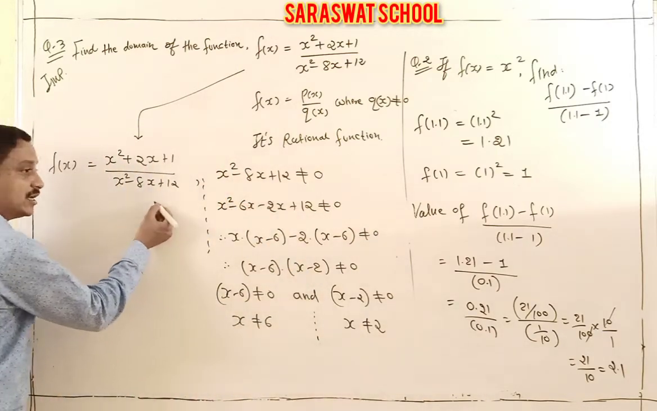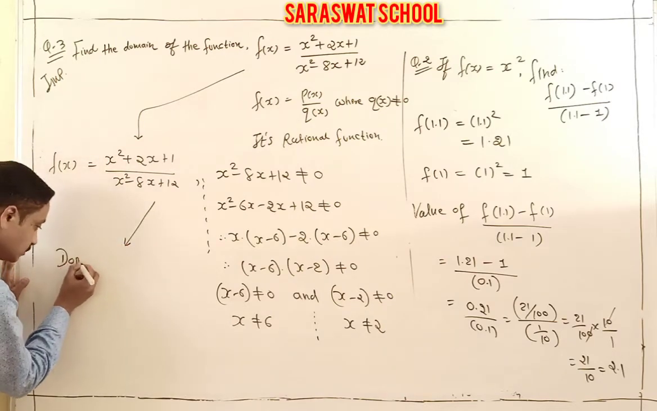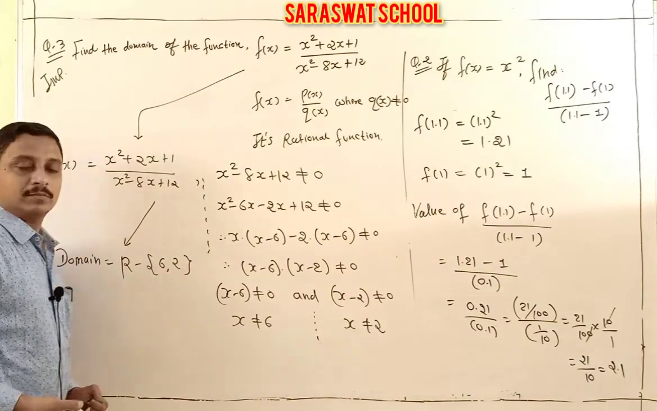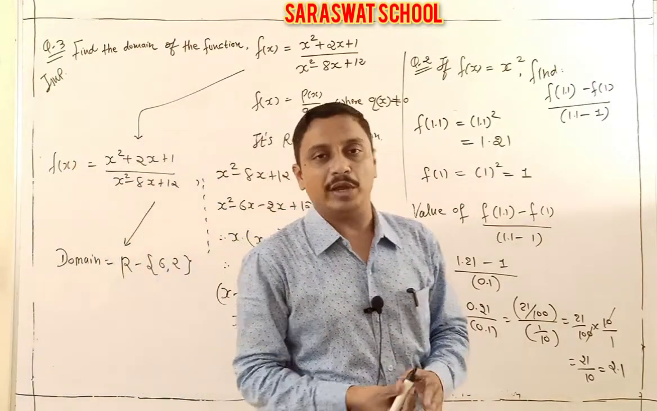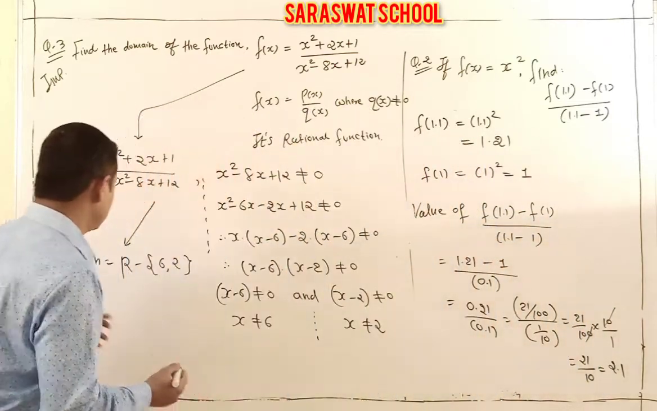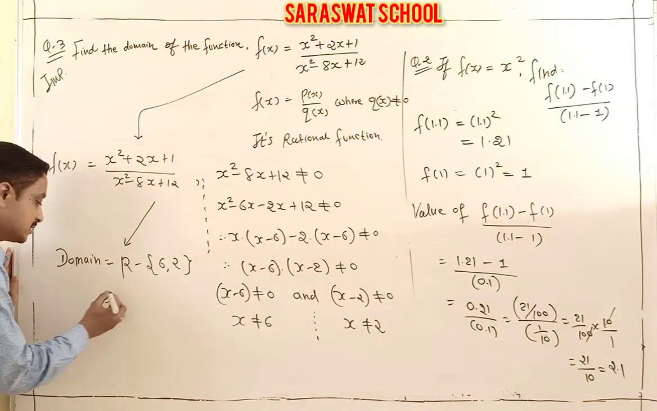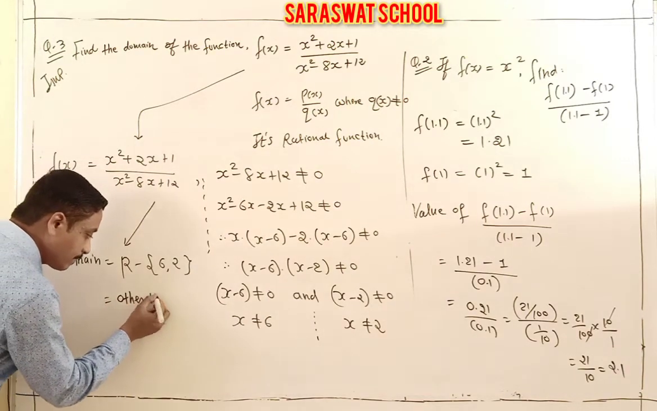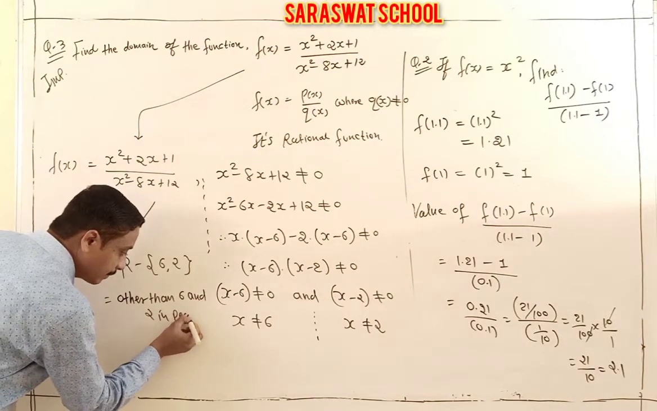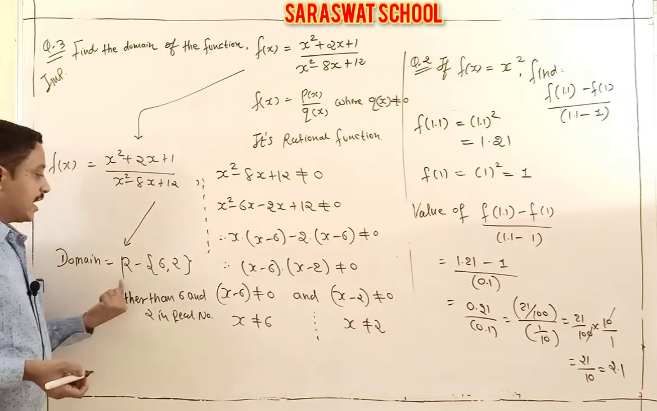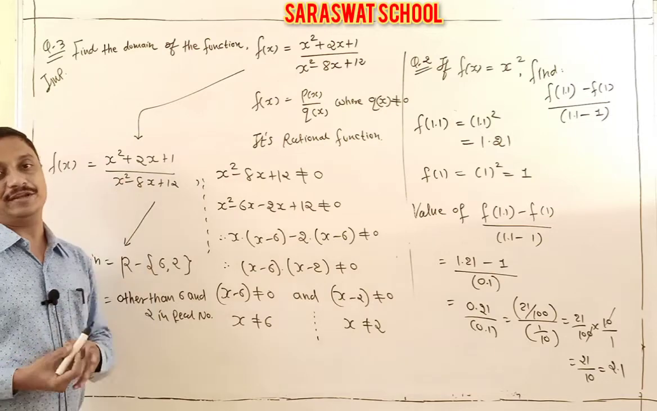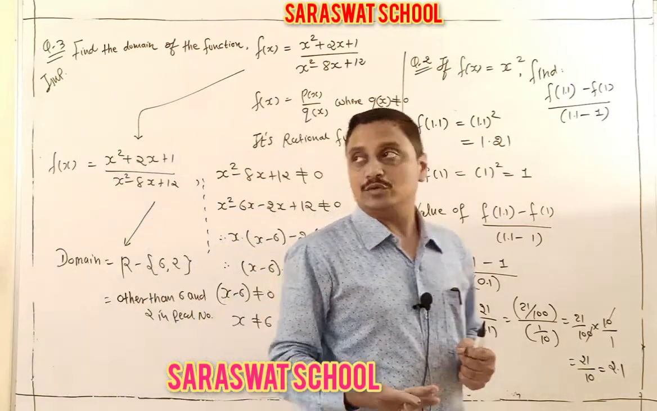So my numerical is done. Here the domain is R minus {6, 2}, meaning every number belonging to this domain other than only 6 and 2. You can also write the domain as: any value other than 6 and 2 in the real numbers. This is your answer. R minus {6, 2} is also your final answer for the domain. Yes, students, now I am going to the next question.